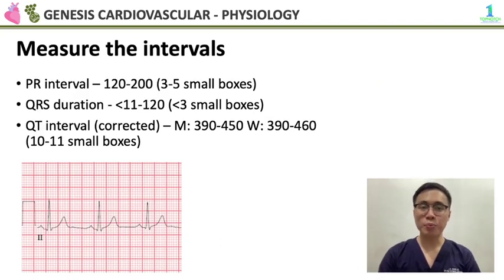So, the next step would be to measure the intervals. So, you have the PR interval. The normal value is around 3 to 5 small boxes. So, that's around 0.12 to 0.20. For the QRS duration, the normal value would be around less than 3 small boxes. So, it should be less than 0.12. And then QT interval, and we have to correct for the QT interval.